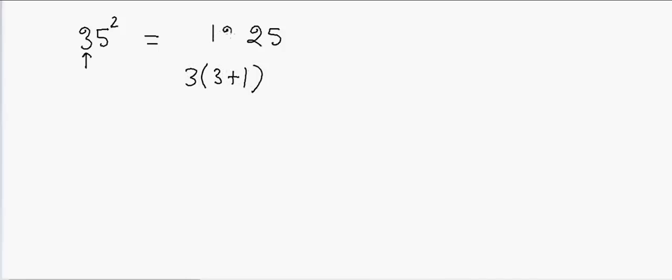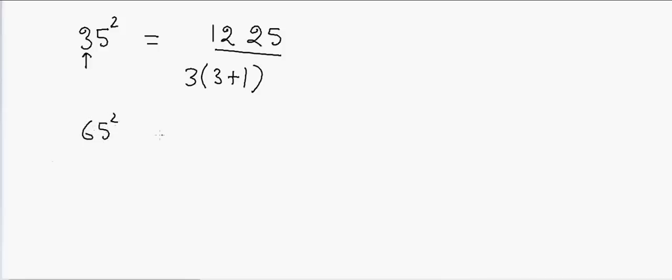Suppose we have to take a square, how can we do that in our mind without using a calculator? Suppose I have 35 and I want to square it. In that case, what I have to do is write 25 at the end, and then take 3, which is the first digit, and multiply it with its increment. So 3 plus 1 is 4, and 4 times 3 is 12. So the answer is 1225.